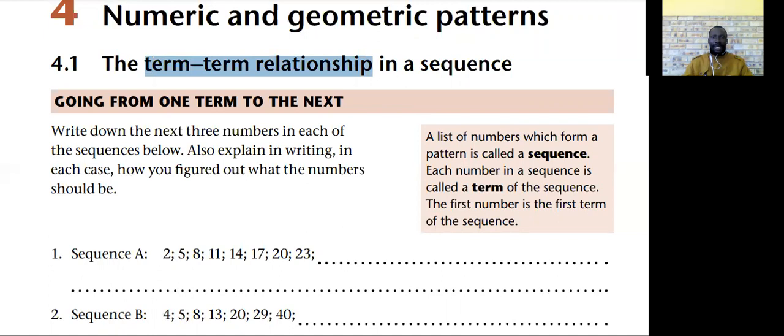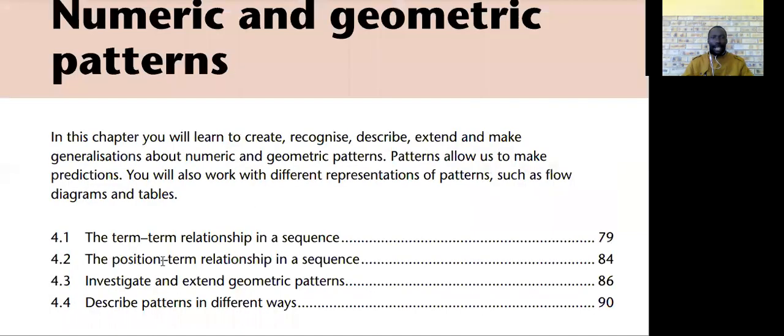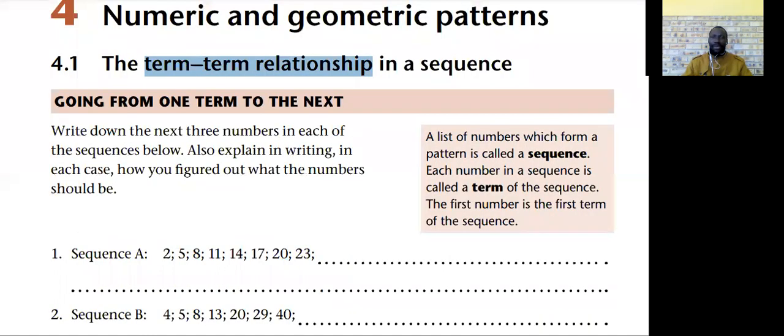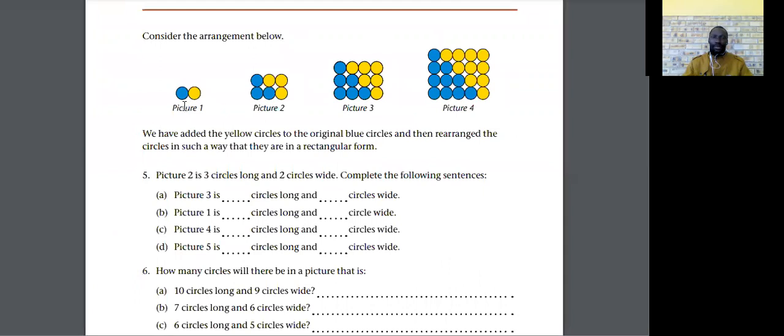But as we have it here, there are times when you have to deal with what? When you have to deal with position-to-term relationship. Now, position-to-term relationship means you have to engage the position that the term is representing. Okay, you have to engage the position that the term is representing. For example, we had seen the number in the sequence is what we call the term. So for example, when you look at these pictures here, we have up to 4 pictures.